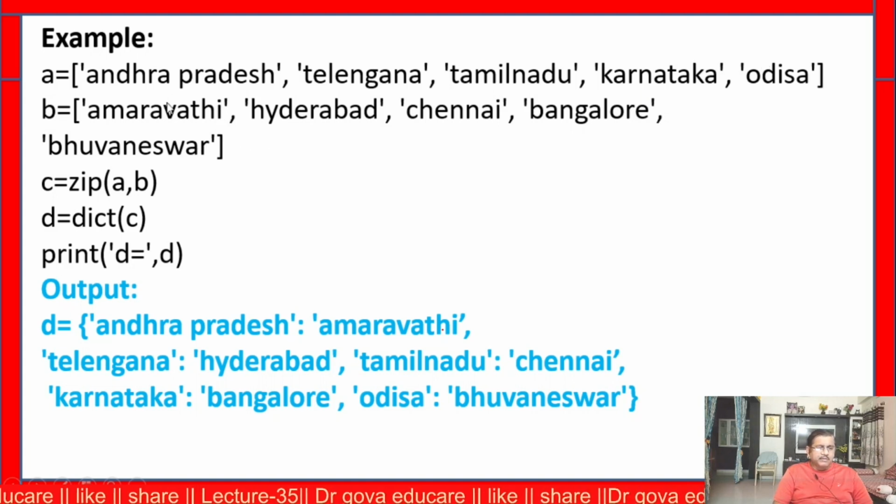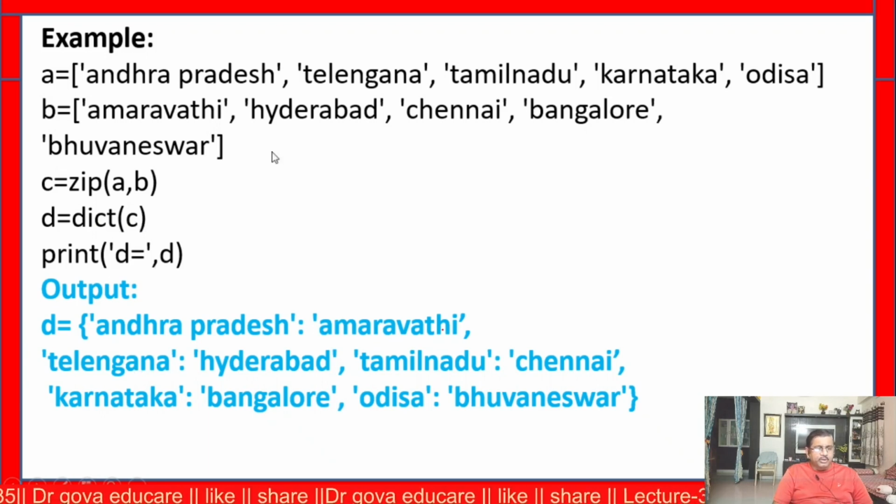Now first use the zip function. C is equal to zip of A comma B. Then convert C directly into a dictionary, without converting to a list. Directly we can convert C into a dictionary. After this, print the dictionary.